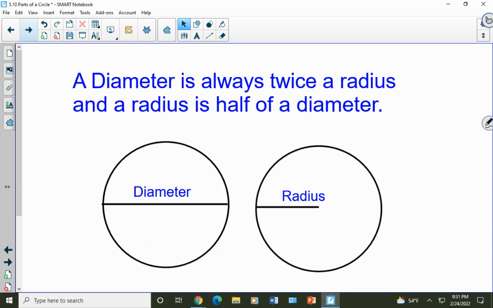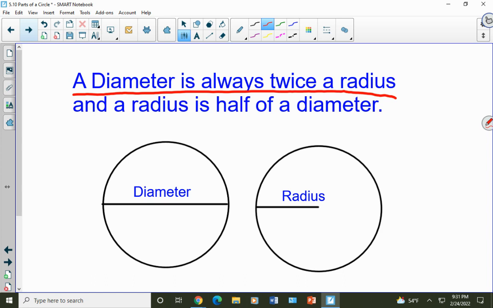Now, before we practice, I'm sorry, I forgot one other thing. It's pretty easy to understand this if you think about it. A diameter is always twice a radius. Since a radius is only halfway across the circle, the diameter goes all the way across the circle. So it's twice as big. And a radius is always half a diameter. A radius is half the diameter. So we take two radii, you have the center point here, to make a diameter.